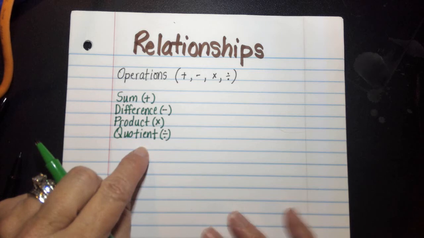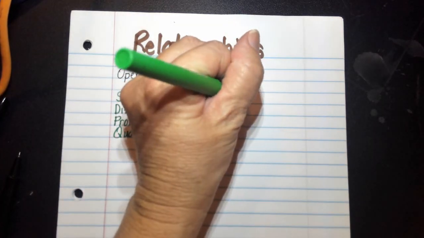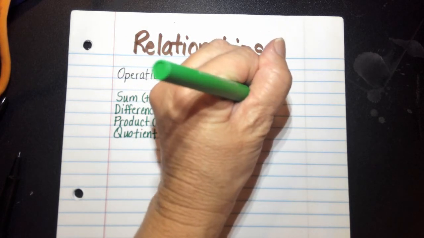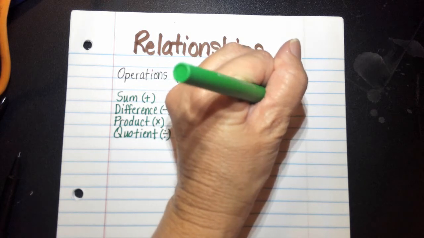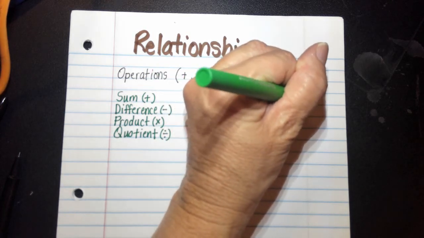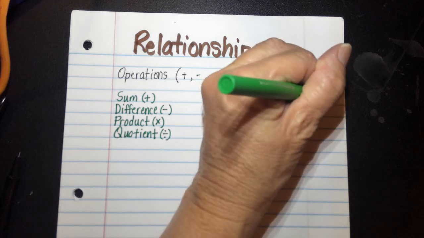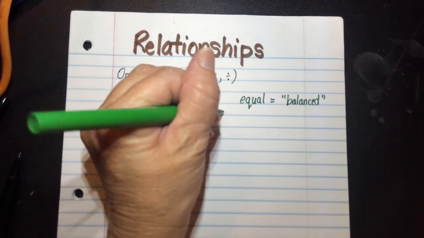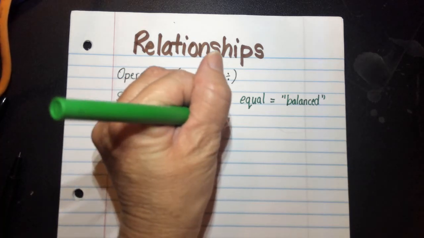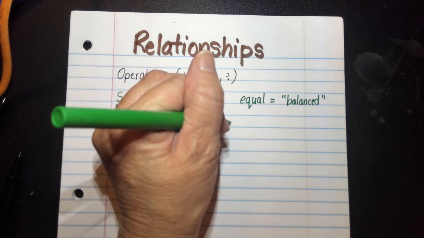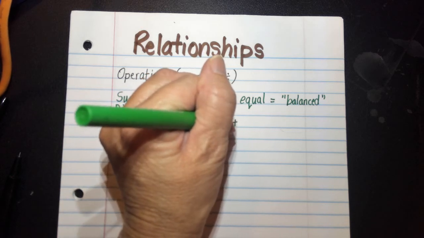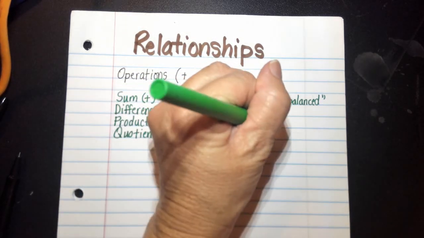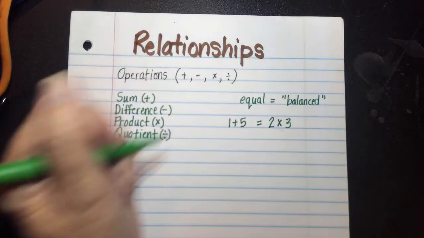Alright. Another thing that you're going to be seeing quite a bit this year would be the equal sign, and what we need to remember is that equal means that we are balanced. Balanced on both sides. So one example that I like to use in my notes would be an easy example like 1 plus 5 is equal to 2 times 3.